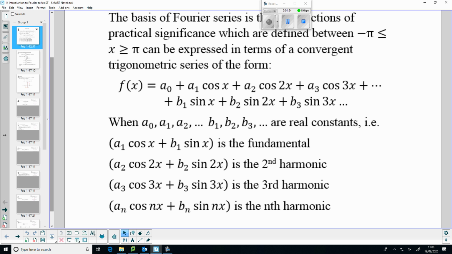So if your base frequency is 50 hertz, that's the fundamental, the lowest frequency in the range. Then its second harmonic would be 100, its third harmonic would be 150 hertz, fourth harmonic 200, and so on.